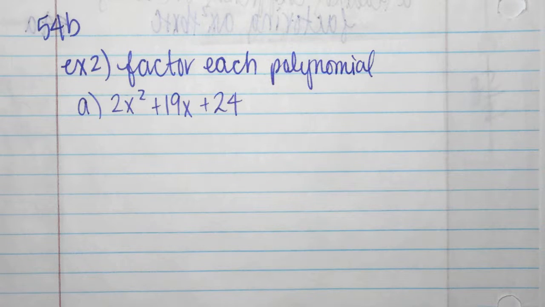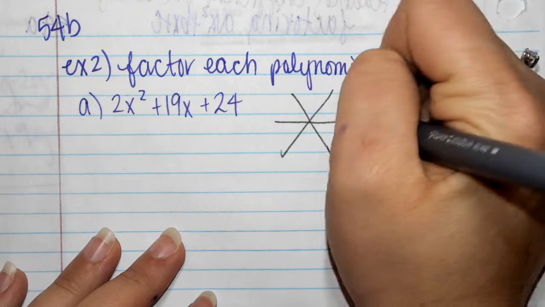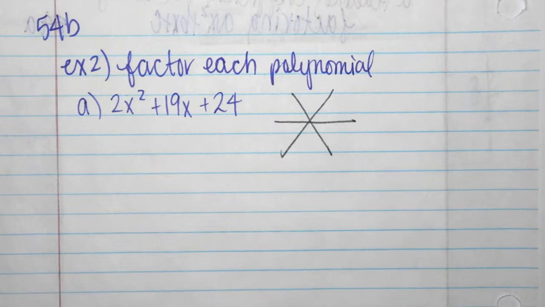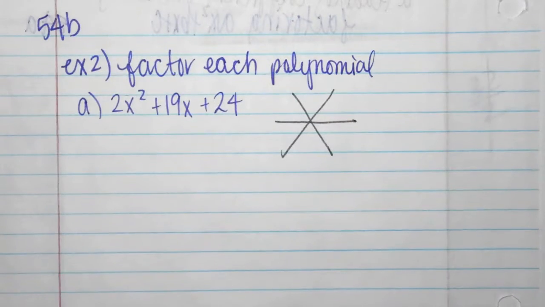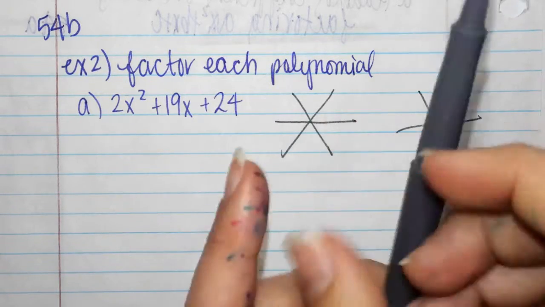So first, we look for a GCF. Is there a greatest common factor of 2, 19, and 24? No. So then we look for easy method. Is our leading coefficient 1? Alright, so we move on to star method. Everybody draw a star. Now, if you have forgotten already what goes in the star, I will draw you another one right there.